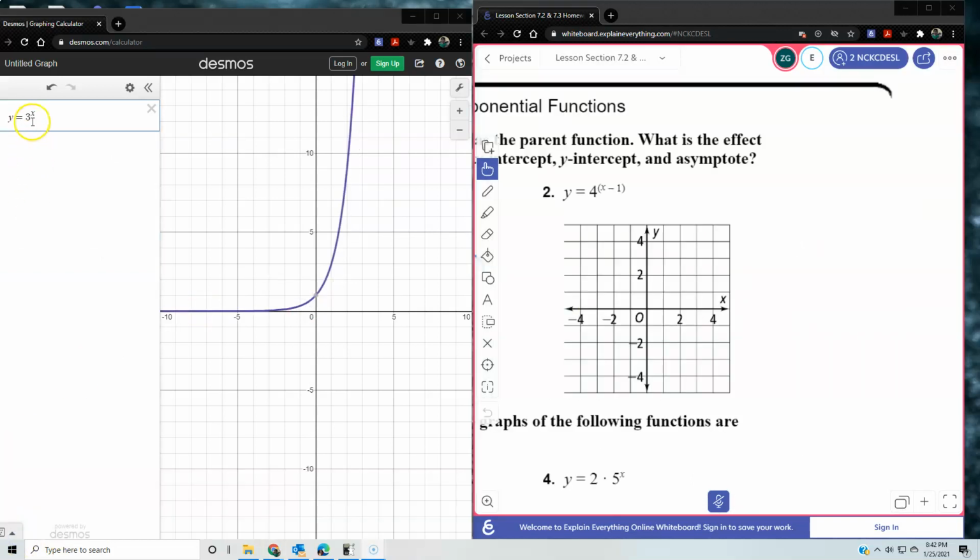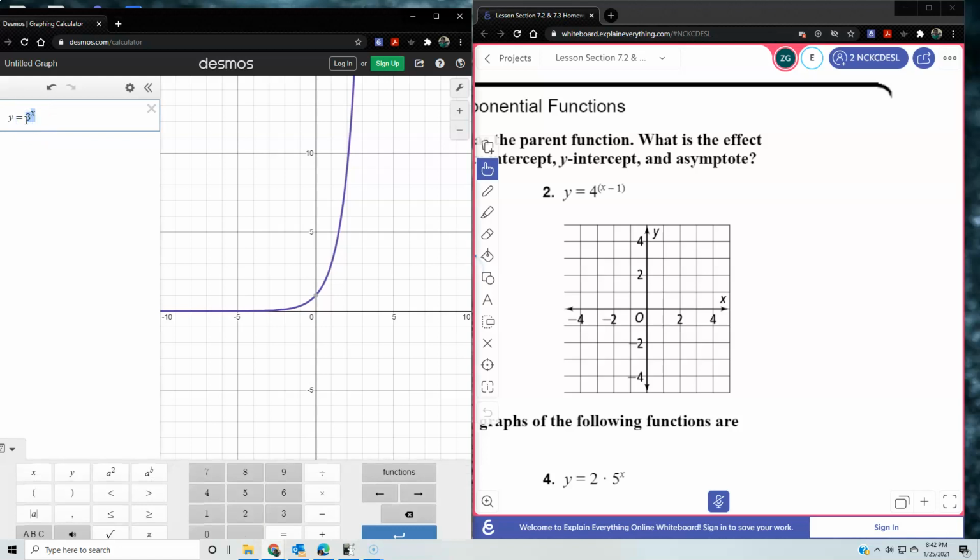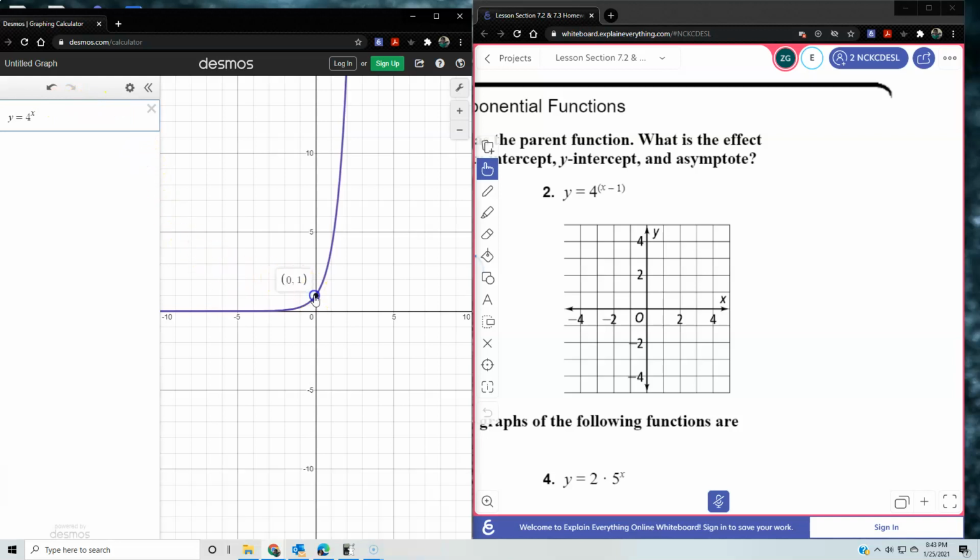For the next one, I'm going to graph the parent function, and I'd like for you to graph it also. 4 raised to the power x, that is a parent function. And all you have to do is graph certain points. I'm going to say 0, 1. Oh, let's make a table.